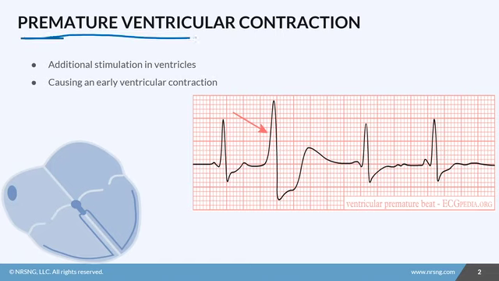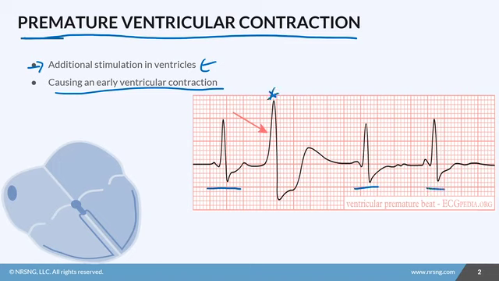So in a premature ventricular contraction, there is an additional stimulation in the ventricles that causes the ventricles to contract prematurely. If you look at this strip here, we have a P wave followed by a QRS, except right here, we have an abnormal looking QRS complex that comes before it's supposed to, and that's a PVC. What happens is there are irritable cells in the ventricles that produce an additional firing across the ventricles, causing the ventricles to contract before they're supposed to.